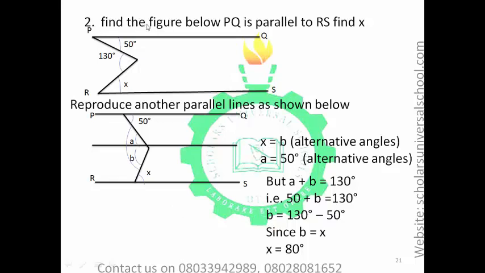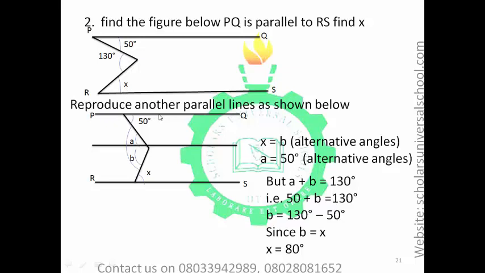Example 2. Find x in the figure below. PQ is parallel to RS. This is P, this is Q, and this is R, this is S. This is a parallel line. This also is a parallel line. You can see that they did not meet. So it's a parallel line. I have to put an arrow here to indicate my parallel line. So we have to find this X.